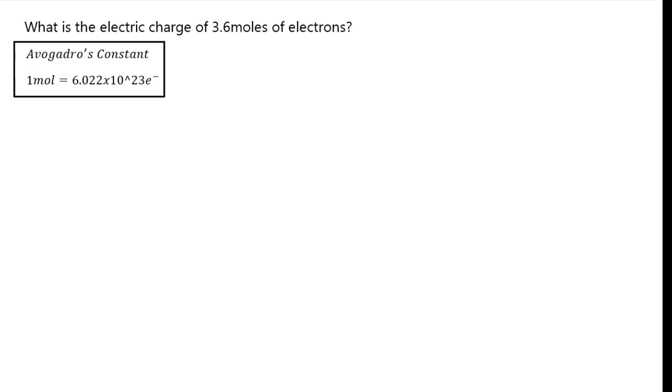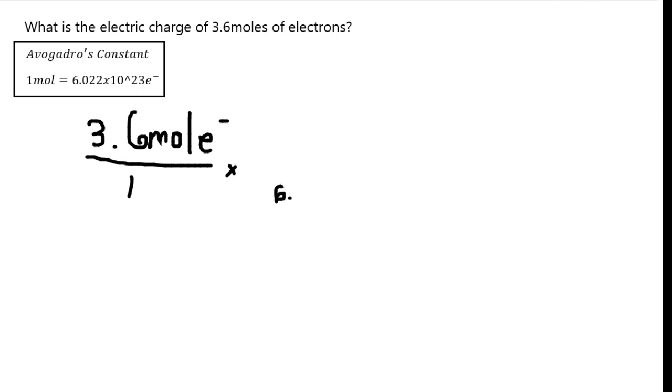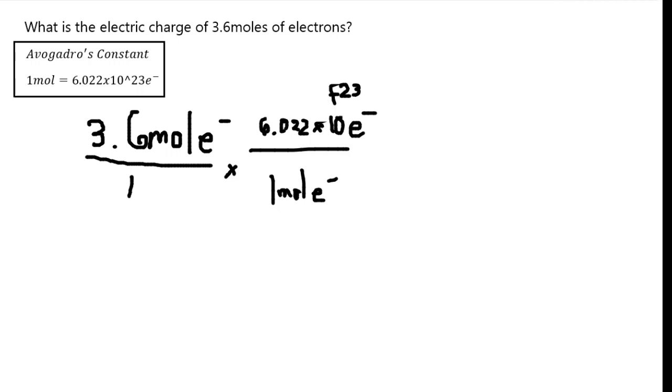Okay, now let's move into this. What is the electric charge of 3.6 moles of electrons? We're going to use the concept of Avogadro's constant, which is 6.022 times 10 raised to the 23 electrons for every mole. We can use the conversion process once again and we will get the answer. The mole of electrons goes at the bottom, and at the top is 6.022 times 10 raised to the 23 electrons. That's not negative, that's going to be positive.